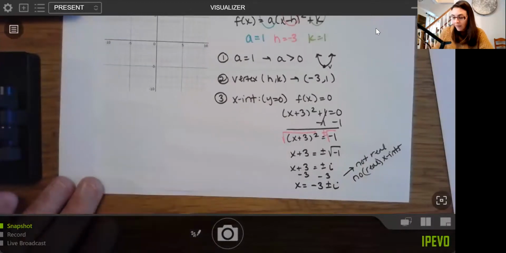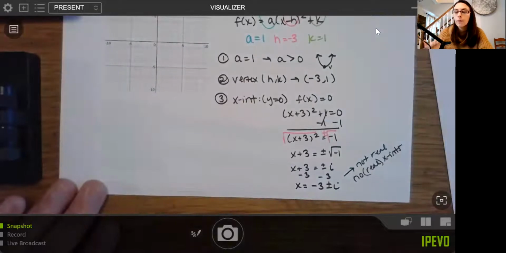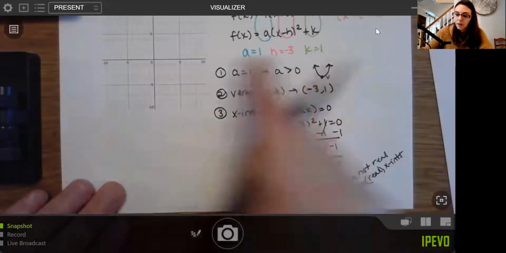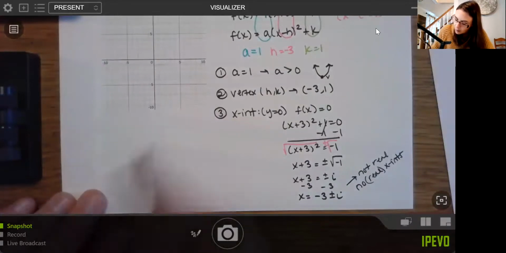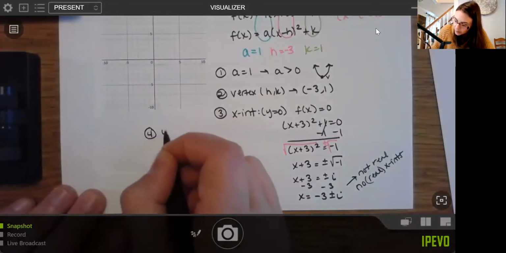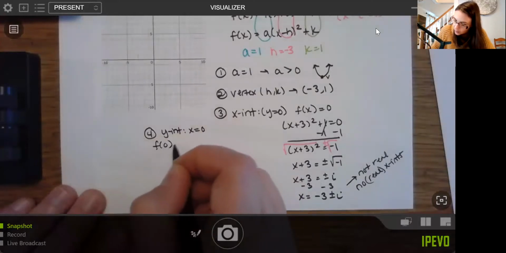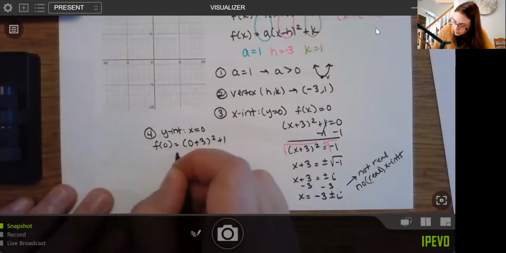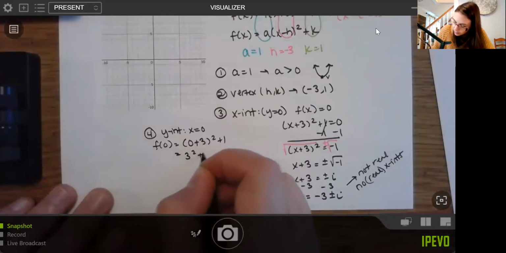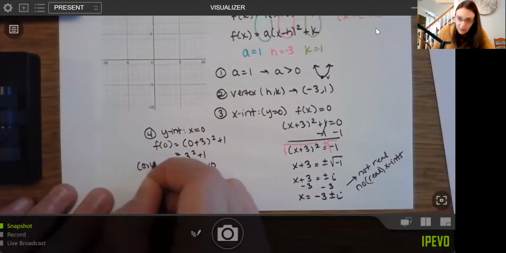That means that our graph is going to probably be above the axis. It'll either be above or below. Because we're going up here, in this case, it's going to be above the axis. And then we also want to check our y-intercept. So that's when you let x equal 0. So we're going to plug 0 into our function. We get 3 squared plus 1, which is 9 plus 1, or 10. So we have (0, 10) here.